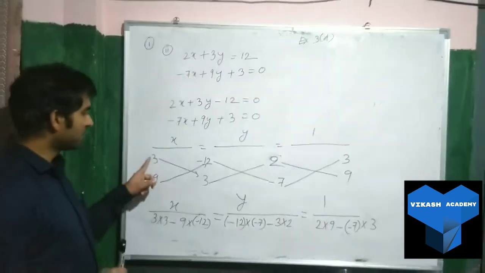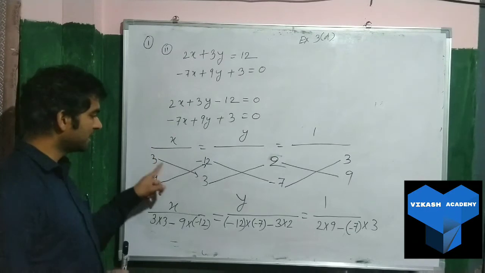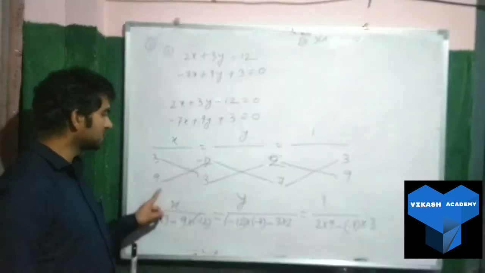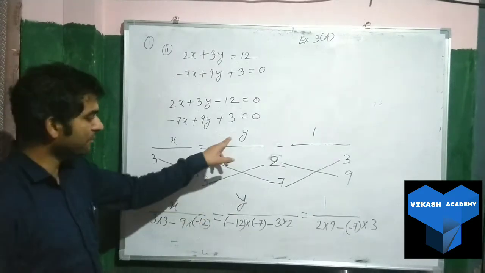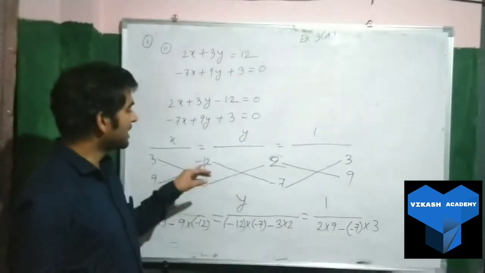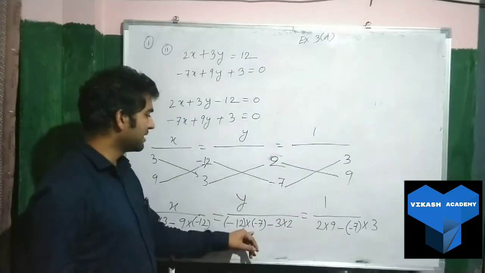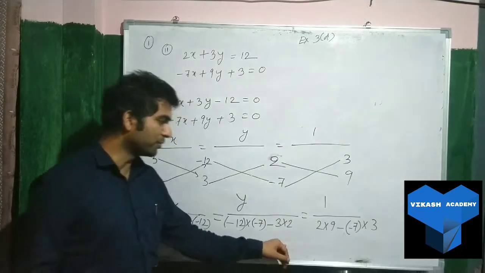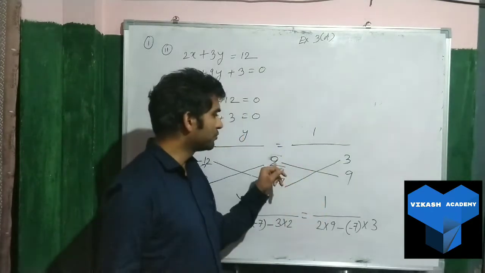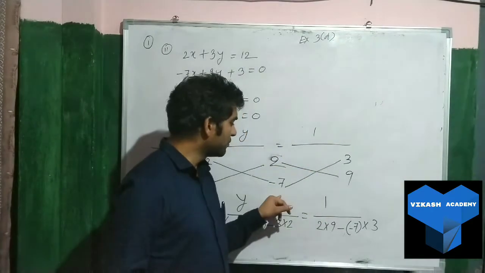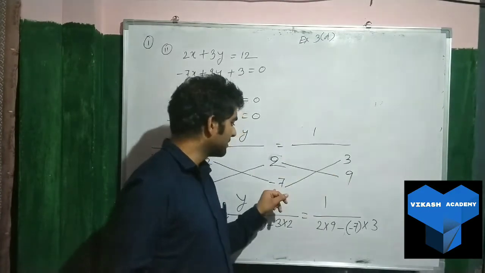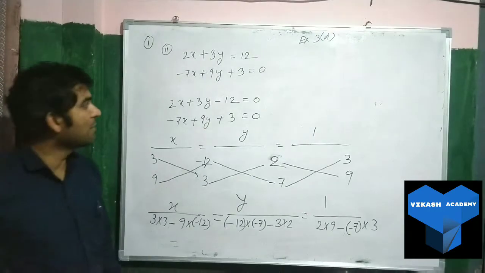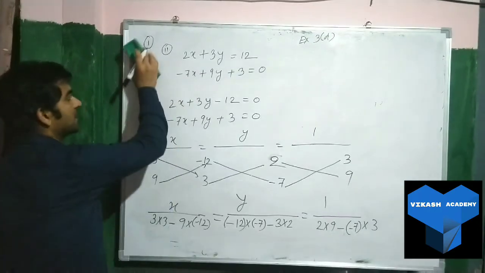See here, first we are multiplying for x, it will be 3 into 3. From down to up, we put minus 9 into minus 12. Same thing here, y will be y. Then minus 12 into minus 7. But when you go down to up, put first minus, then write 3 into 2. Next, 1 will be 1. It will be 2 into 9. And when you go from down to up, it will be minus 7 into 3. So clear till here?